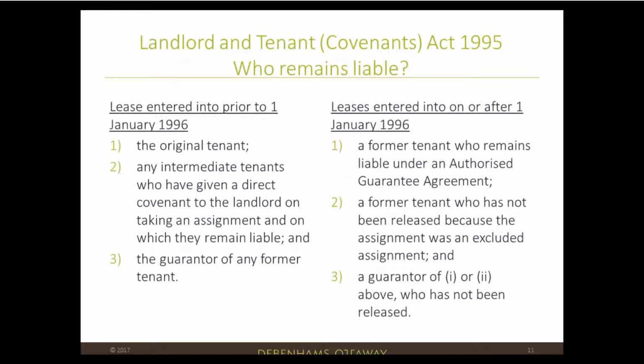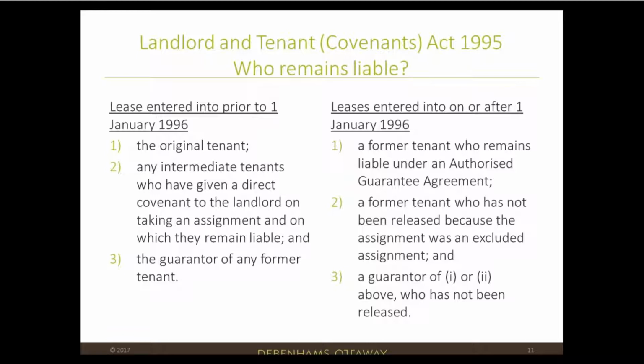Any intermediate tenants who've given you a direct covenant could also remain liable, and also the guarantor of any former tenant remains liable to you. If your lease was entered into on or after the 1st of January 1996, then the rules are slightly different, and this is probably now the more common situation.